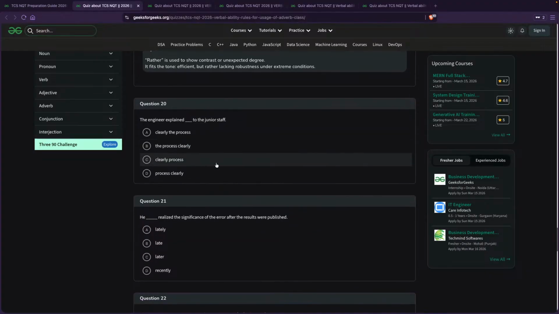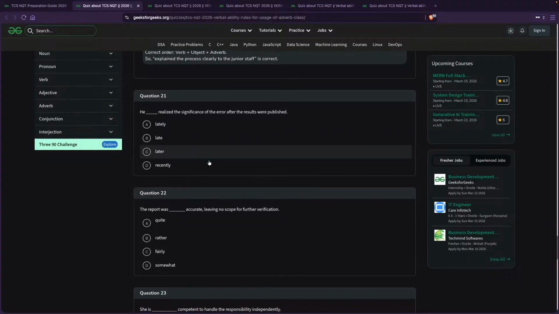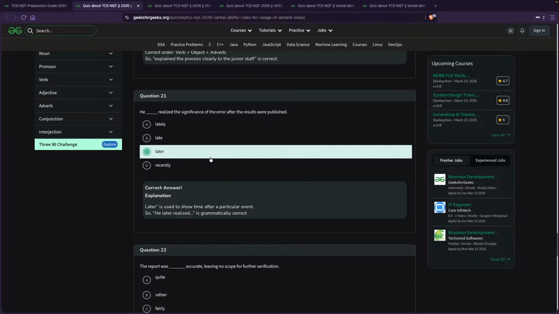The engineer explained clearly the process. The engineer explained clearly the process to the junior staff. The engineer explained the process clearly to them. He recently realized the significance of the error after the results were published. He later realized the significance of the error after the results were published. Later, recently, not recently. I think later will be the correct one. Yes.